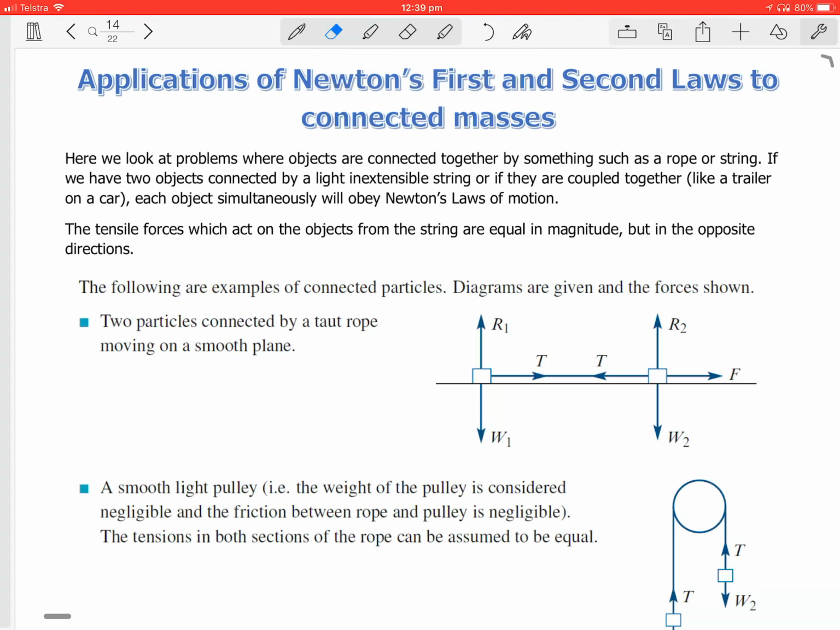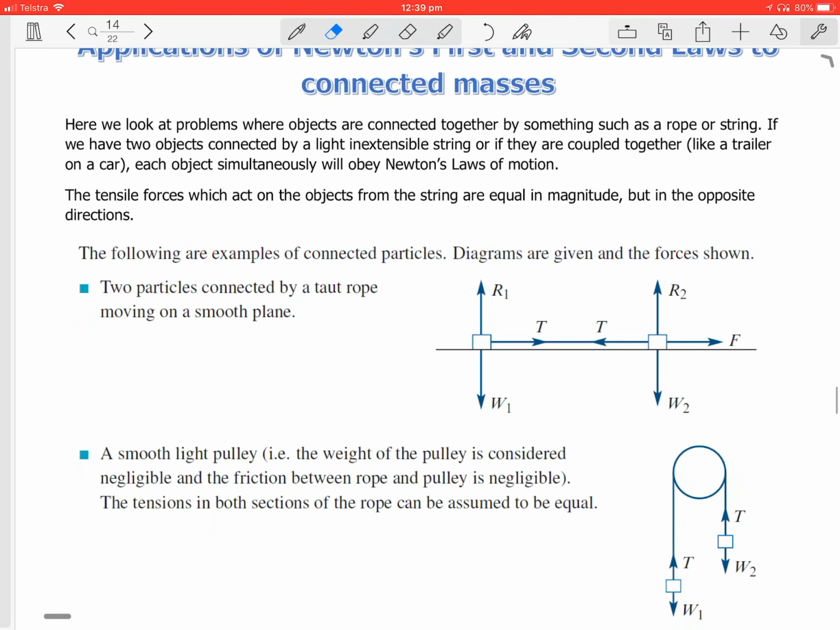Okay, guys, I've just gone through forces on inclined planes, resolution of forces on inclined planes, and resolution of forces on horizontal planes. Now we're going to look at forces with connected masses on both inclined planes and horizontal planes, or if they're connected via a taut string over a pulley.